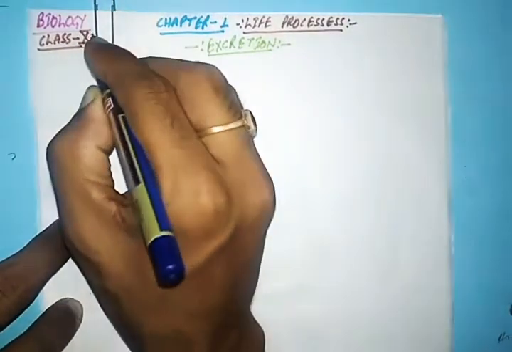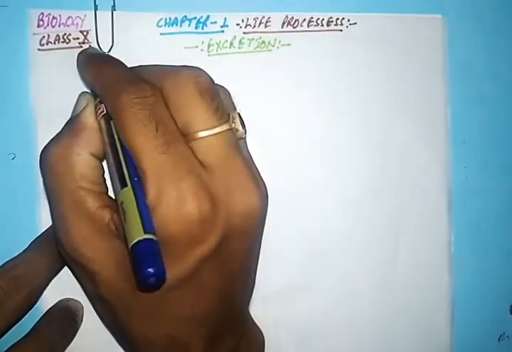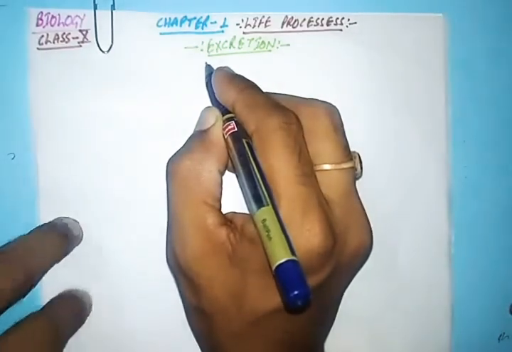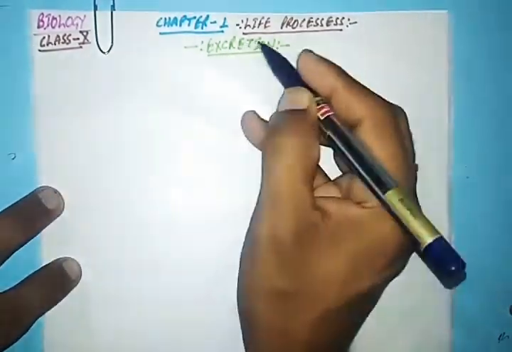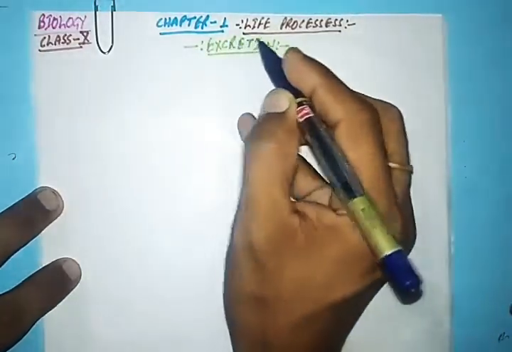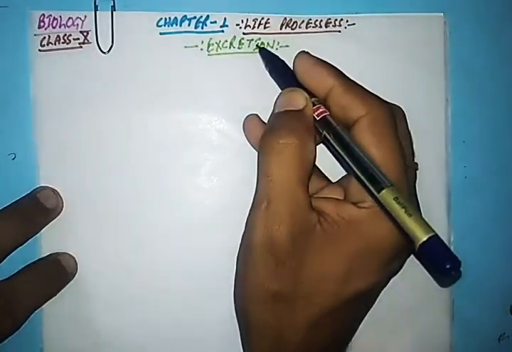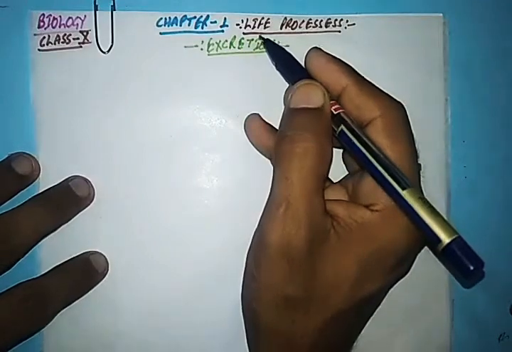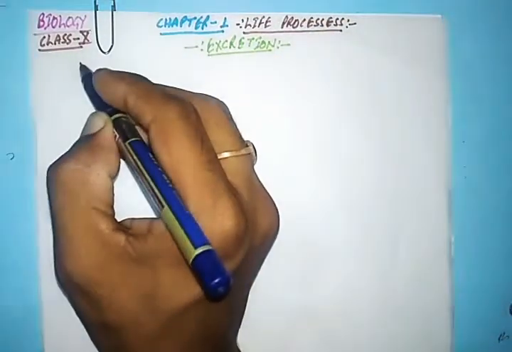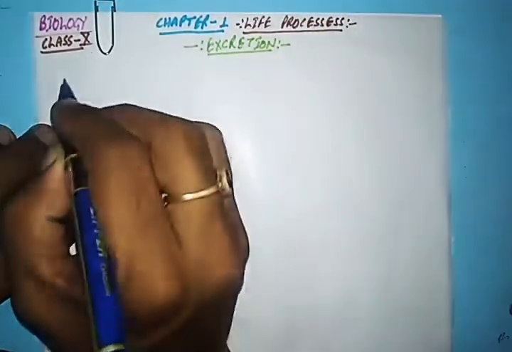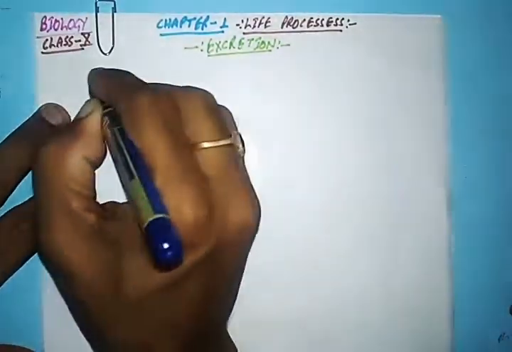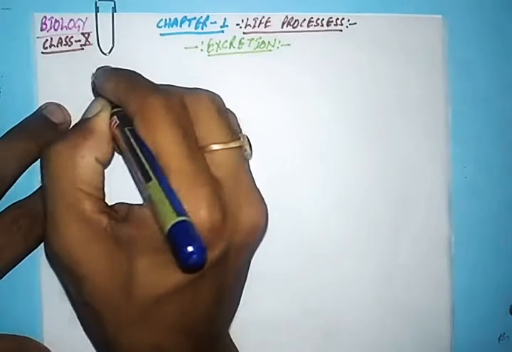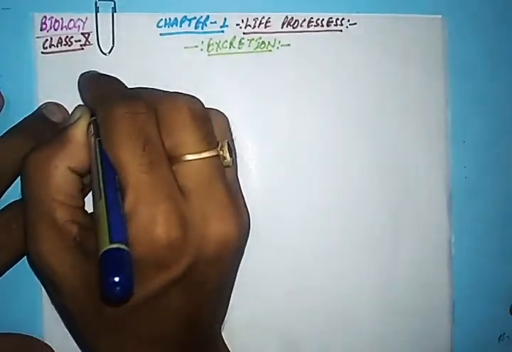Hello students, it is my another lecture of biology for class 10th. In our previous video, we discussed the topic excretion, that is part of chapter first, life process, and we already discussed the internal structure of kidney. In this video, we will discuss the structural or functional unit of kidney, that is nephron.